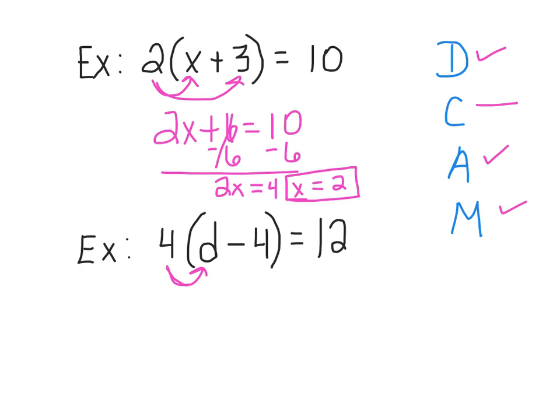But first I have to get rid of my parentheses by doing the distributive property. That's 4D, and then 4 times 4 is 16, and then I get 12. So I had distributive property. I didn't have like terms, but I have addition or subtraction.